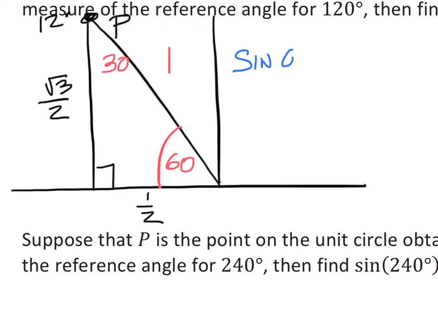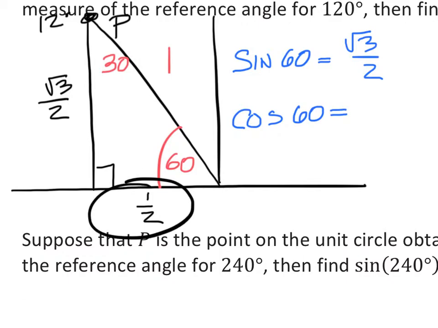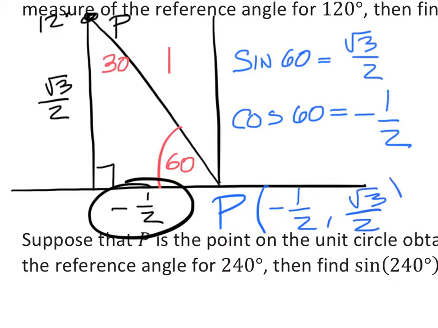So if I had to find sine of 60 degrees, I'm going to have to do opposite over hypotenuse. That would just give me square root of 3 over 2. And if I had to do cosine of 60 degrees, that would be adjacent over hypotenuse. But is this positive or negative 1/2? Negative, right. So it would be a negative 1/2. Don't forget that P has coordinates of back 1/2 and then up square root of 3 over 2.